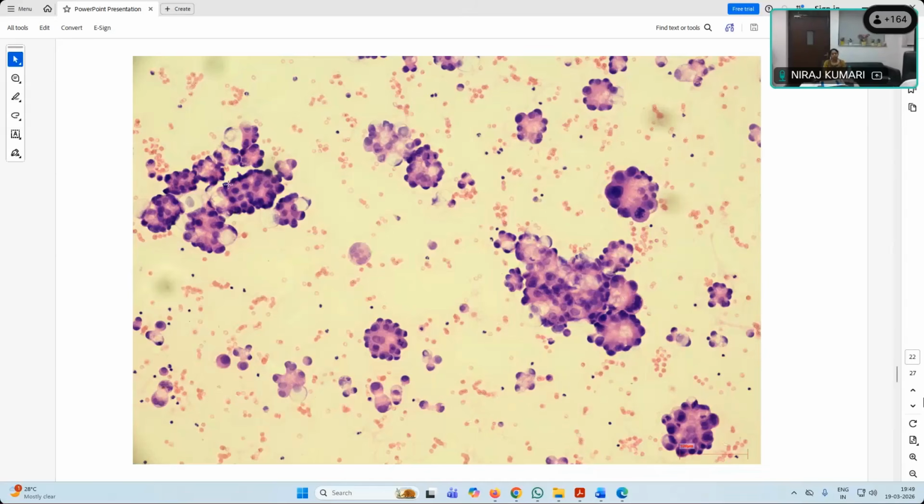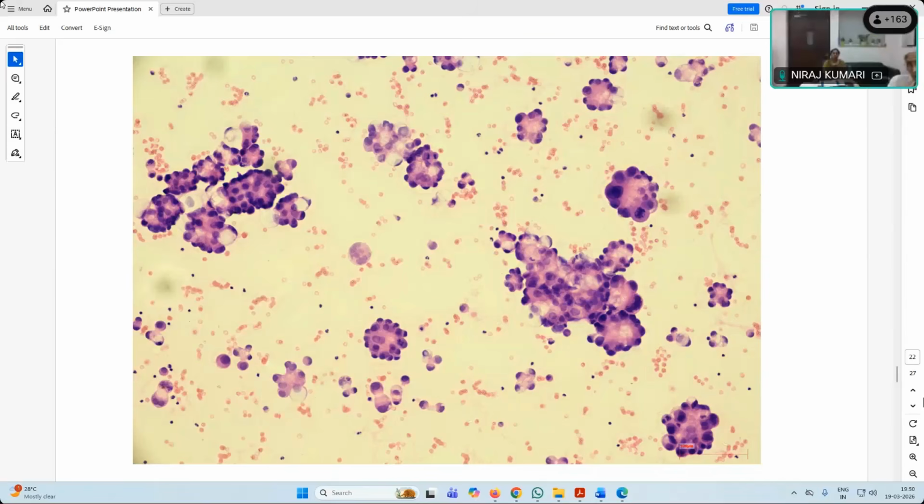Okay. Now, if you make a cell block and you want to do an IHC to differentiate whether it is really metastatic or we are just seeing a florid mesothelial hyperplasia, what will you do? We can do calretinin, WT1, and MOC31. Yes. So which is positive where? Ma'am, in mesothelioma, calretinin and WT1 will be positive. MOC31 is negative in mesothelioma. It will be positive in metastatic adenocarcinoma.